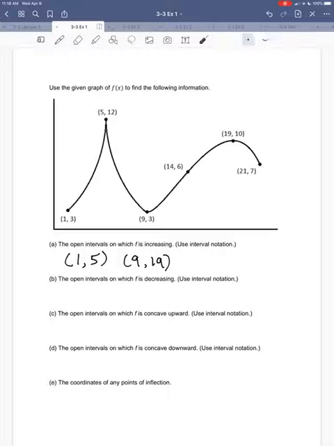Okay, so where's the function decreasing? Well, it's decreasing here from x equals 5 to x equals 9, and then from x equals 19 to x equals 21. So from 5 to 9, and from 19 to 21.